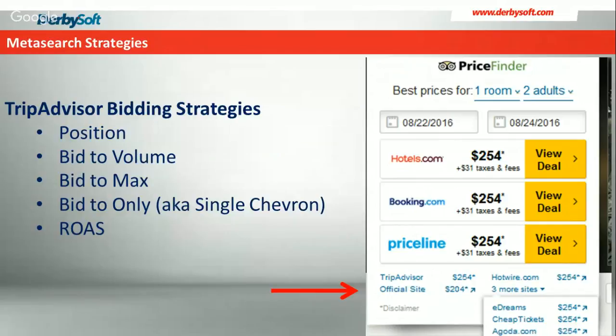With return on ad spend bidding, what the algorithms that TripAdvisor uses are going to do is say, okay, I know that my cost per click for the number 1 spot, let's say, is $5.